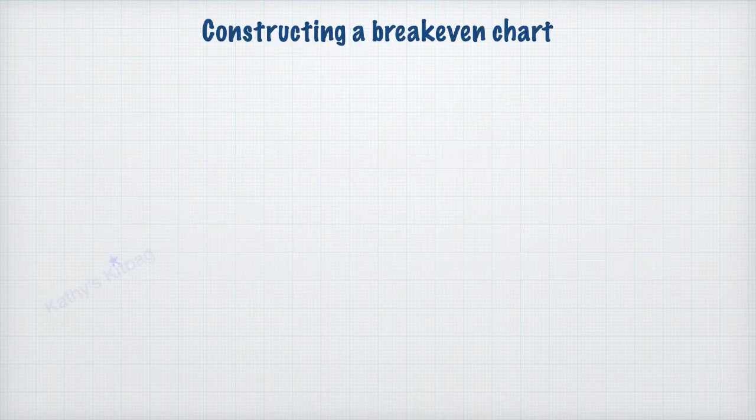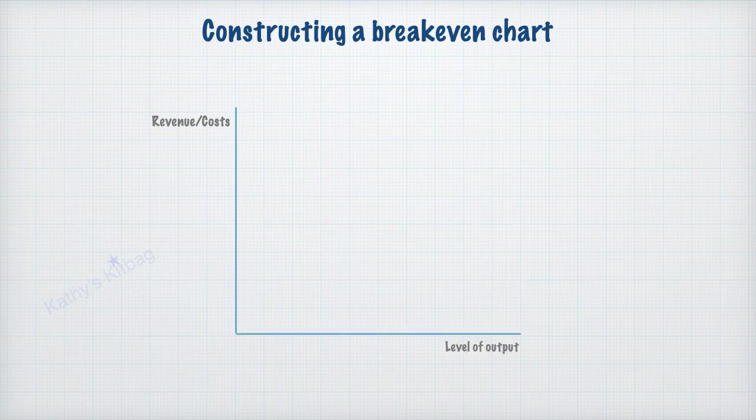So we're going to take a look at how you actually construct a break-even chart. To start with, you're going to start with your axes. Your vertical axis is the monetary axis, and this is where you'll plot your revenues and your costs. And your horizontal axis is where you'll plot the level of output.